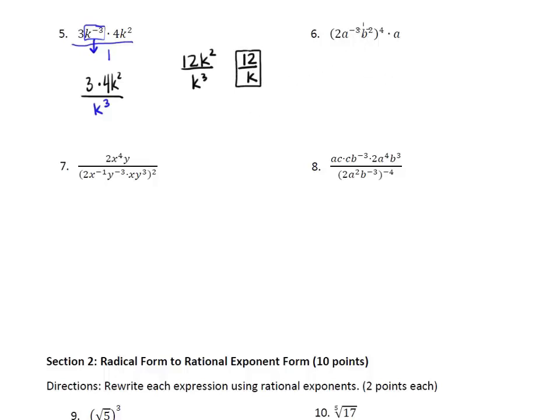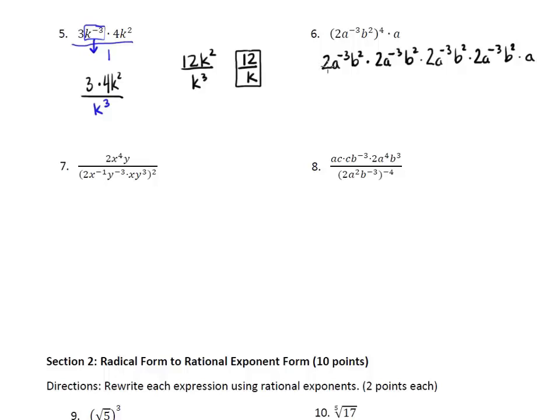Okay, question number 6. Hey, look, there's another negative exponent. But before I deal with the negative exponent, I want to deal with this exponent on the outside of the parentheses first. So this is saying I have 2a to the negative 3 b squared 4 times. Oh, and times a. We don't want to forget about him. So I have 2a to the negative 3 b squared times 2a to the negative 3 b squared times 2a to the negative 3 b squared times 2a to the negative 3 b squared, there's 4 of them, and then don't forget a little a, times a.